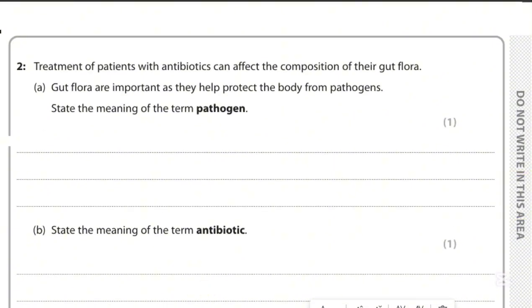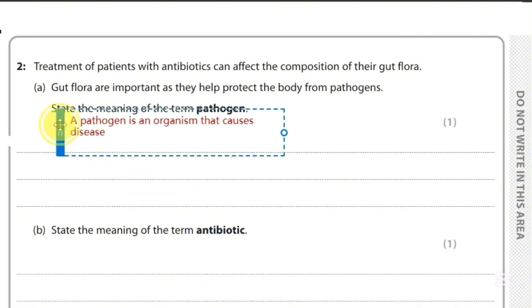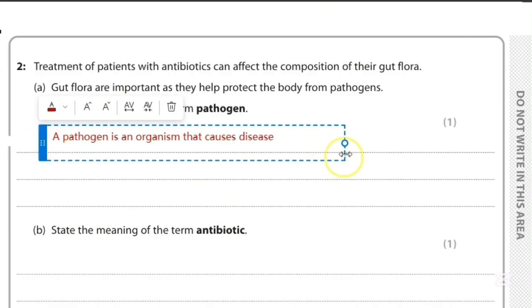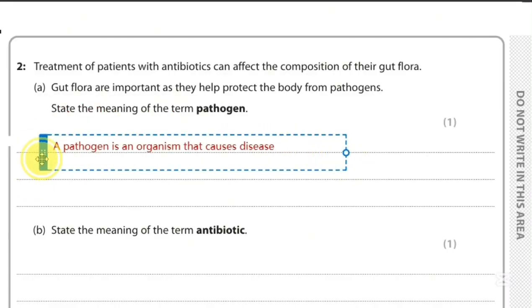See the answer. A pathogen is an organism that causes diseases. Okay. And state the meaning of the term antibiotic.